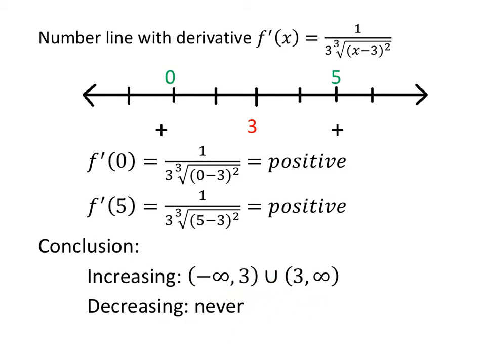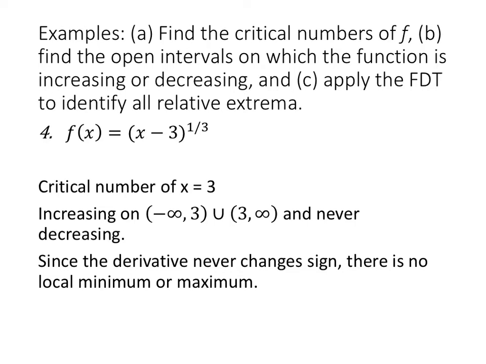Which tells me that this function is always increasing, never decreasing. So what's going on with that 3? That's weird. Well, critical number x equals 3, increasing forever. Make sure I split at that value because x equals 3 is a critical number. The derivative is not positive there. It's undefined there. And since the derivative never changes sign, there's no local minimum or maximum.